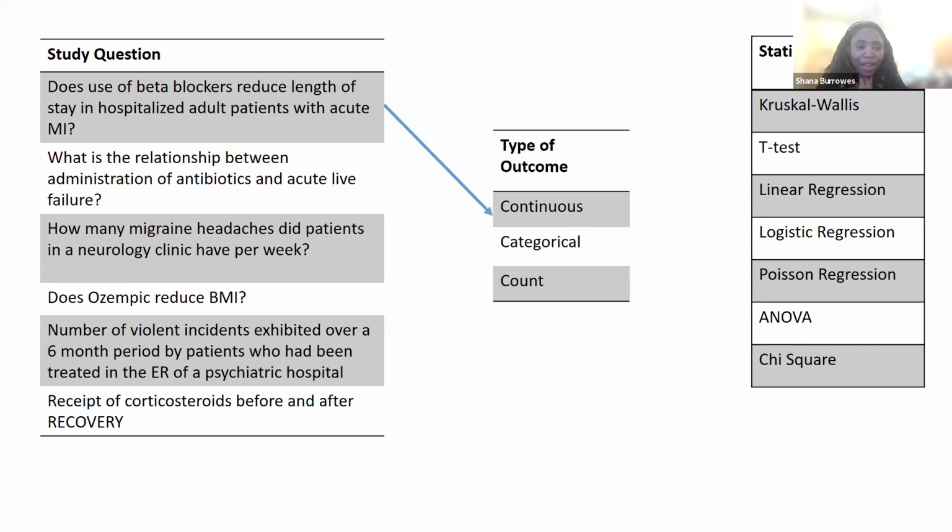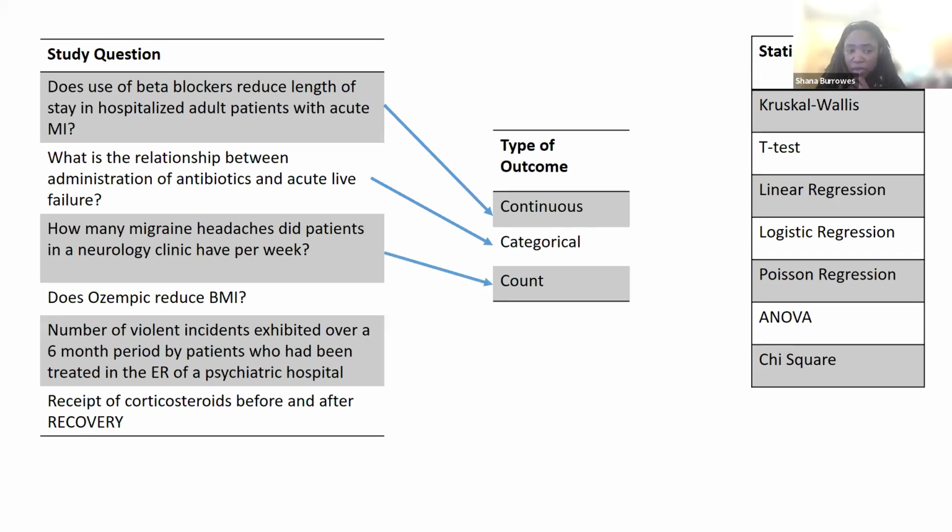It's a continuous outcome. And if our question is, what is the relationship between administration of antibiotics and acute liver failure? So this is, did you have liver failure? Yes, no. That's going to give us a categorical outcome. And if you're asking, how many migraine headaches did my patient have in a clinic per week? That's going to be a count outcome.